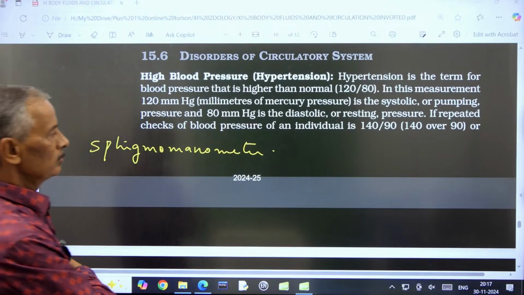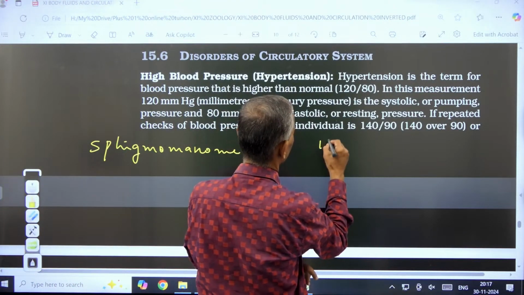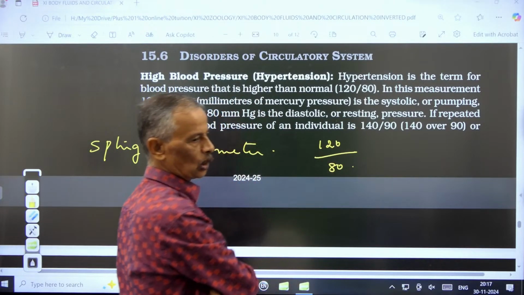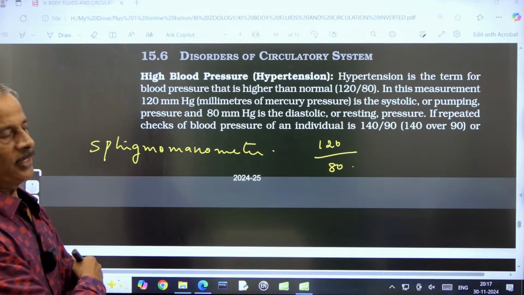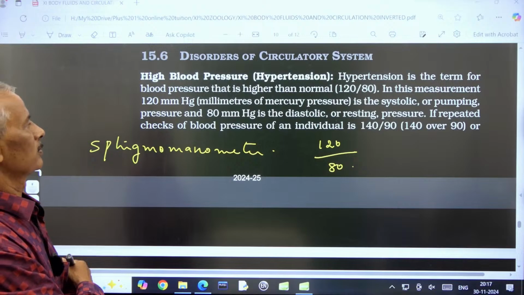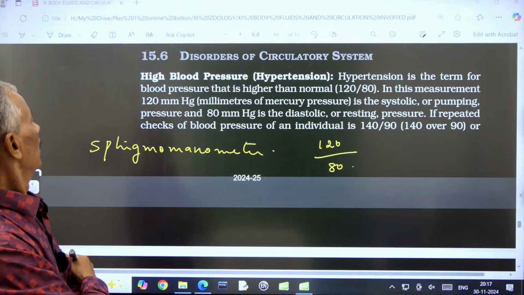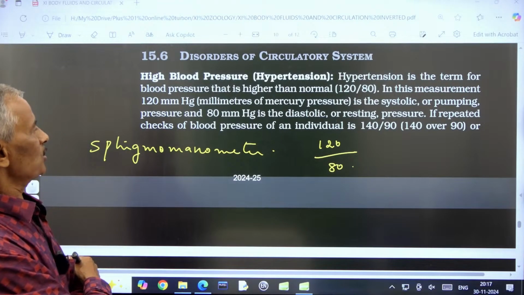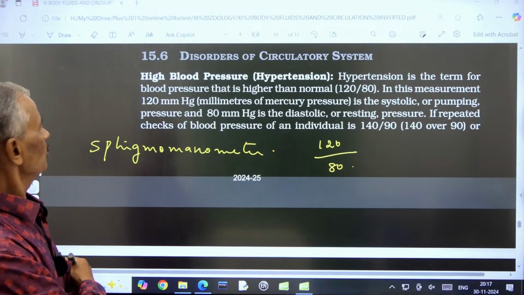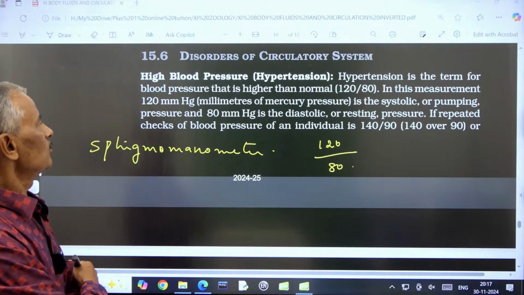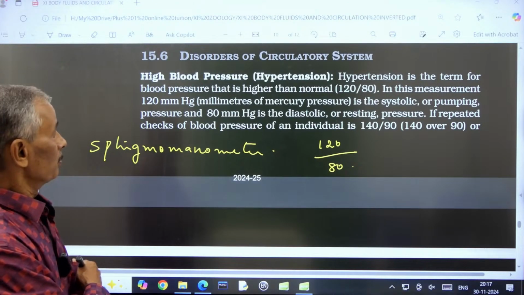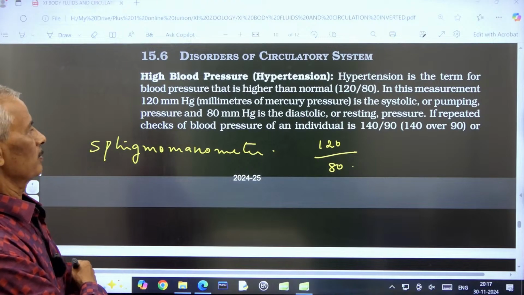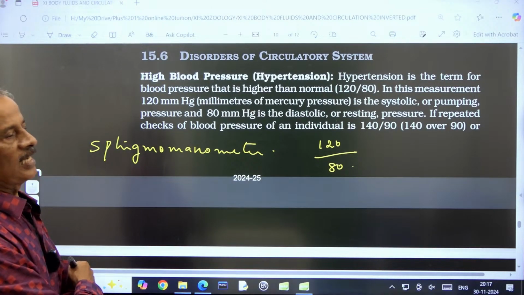During systole, it will be a bit high. During diastole, it will be a bit low. So, normally, this is the recorded value. 120 mm of mercury is the systolic pressure, or when the heart is pumping, and 80 mm of mercury is the diastolic pressure or resting pressure. In a healthy man this will be the value.